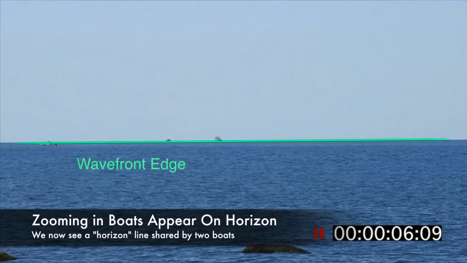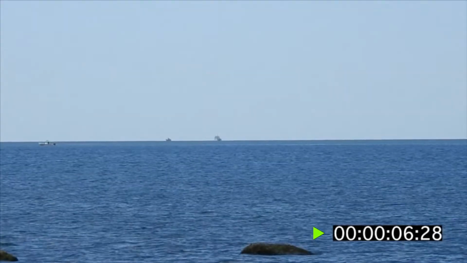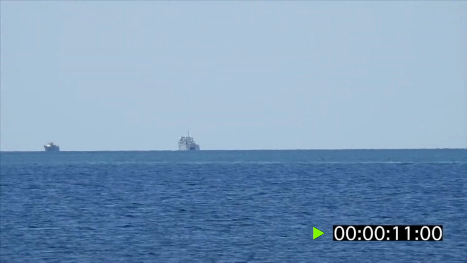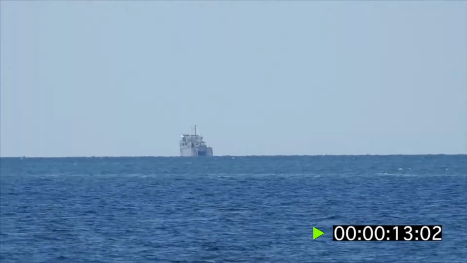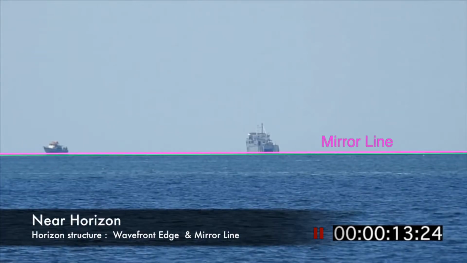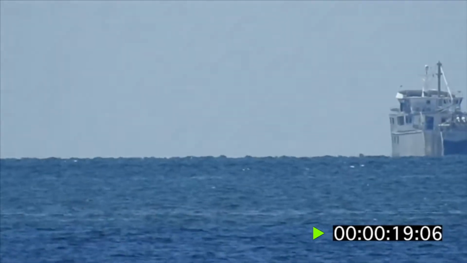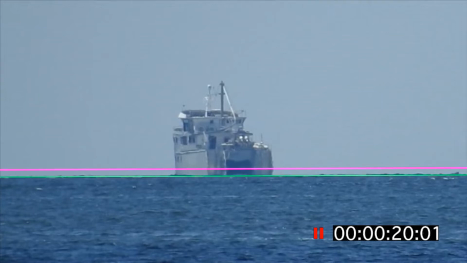As we zoom in, we see two boats appear along what I call the wavefront edge, which is the blue line of last discernible water. We also can see, as we zoom in further, something I call the mirror line. It is a reflection that forms under the boats after they pass the wavefront edge.